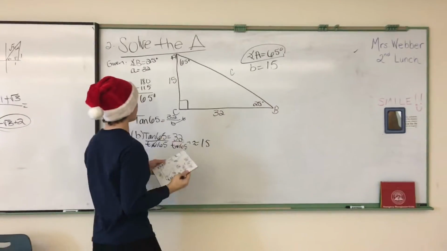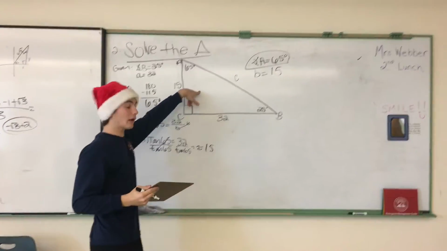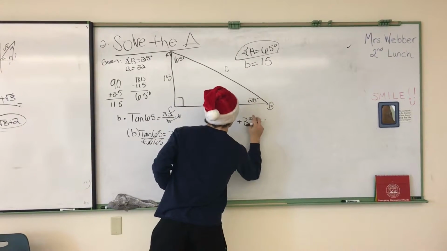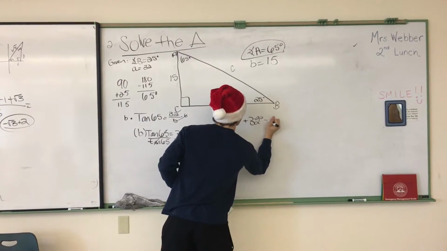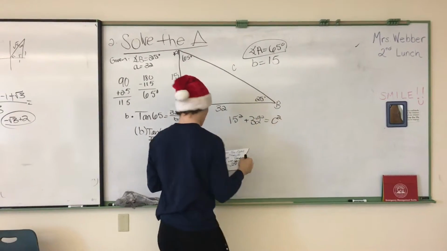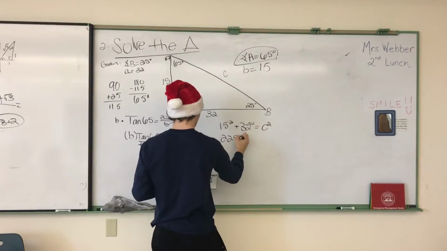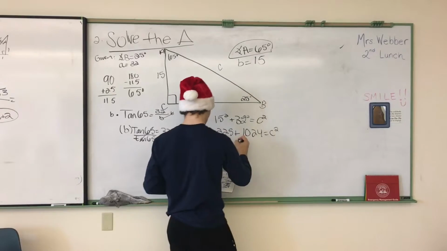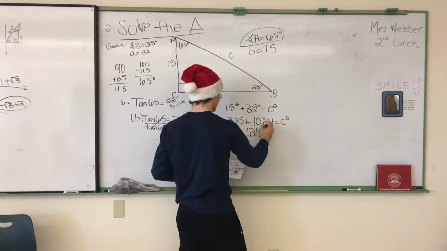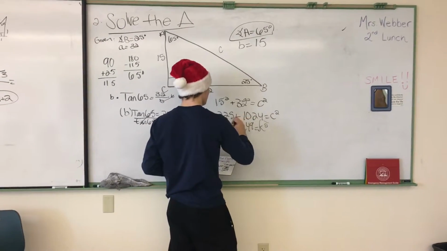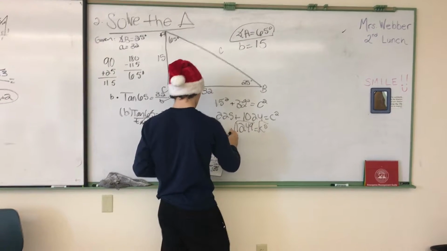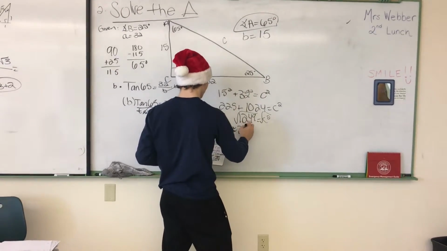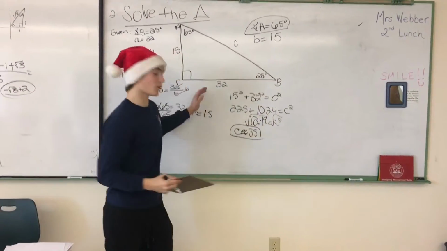And now that you have your two sides, you can just use the Pythagorean theorem, which is 15 squared plus 32 squared equals c squared. You get 225 plus 1024 equals c squared, which is 1249 equals c squared. You take the square root of both sides, and you get c equaling about 35. And that is your solved triangle.